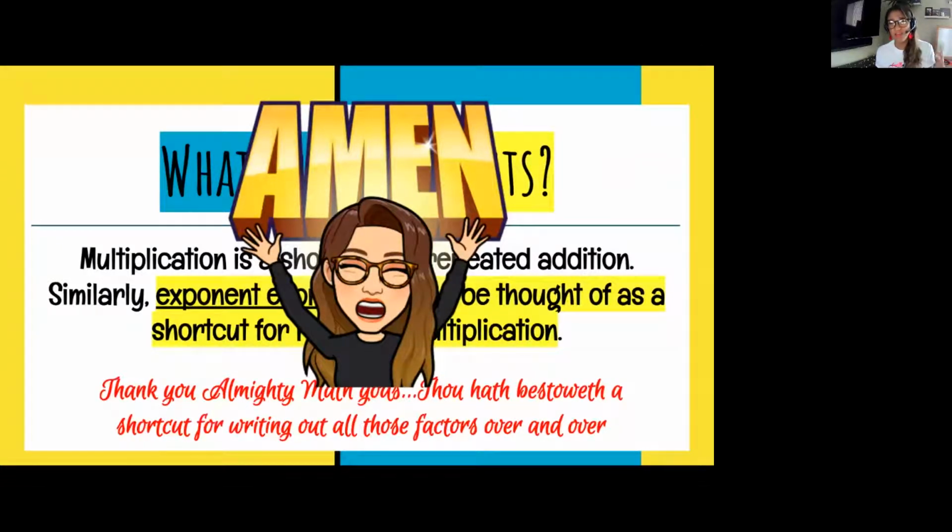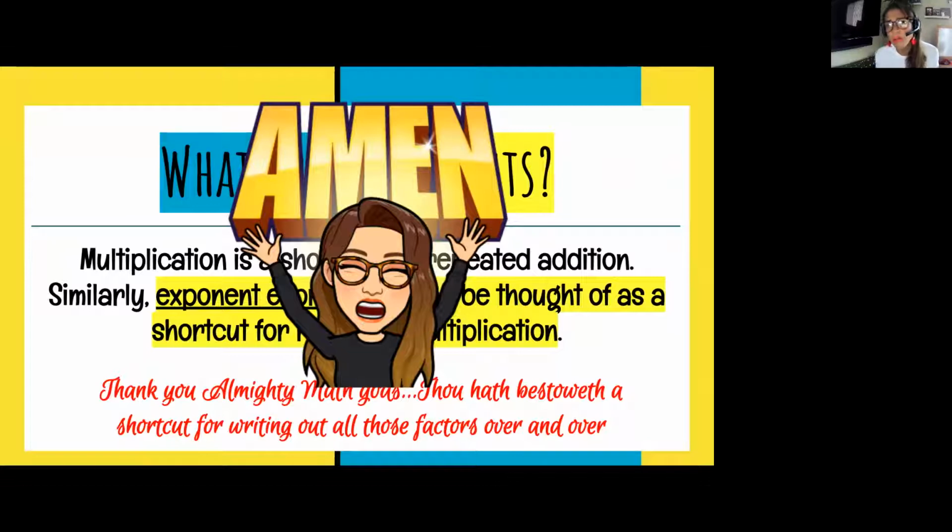And when I say repeated, I mean we have the same factor over and over, 5 times 5 times 5 times 5 times 5 times 5, over and over until I have zero breath in my body, or if I'm writing it, my hand will fall off.